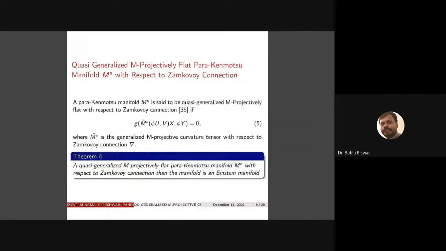Quasi-generalized M-projectively flat para-Kenmotsu manifold Mn with respect to the Zamkovoy connection. A para-Kenmotsu manifold Mn is said to be quasi-generalized M-projectively flat with respect to the Zamkovoy connection del bar if equation 5 holds, where M bar star is the generalized M-projective curvature tensor with respect to the Zamkovoy connection del bar. Theorem 4: If a para-Kenmotsu manifold Mn is quasi-generalized M-projectively flat with respect to the Zamkovoy connection, then the manifold is an Einstein manifold.